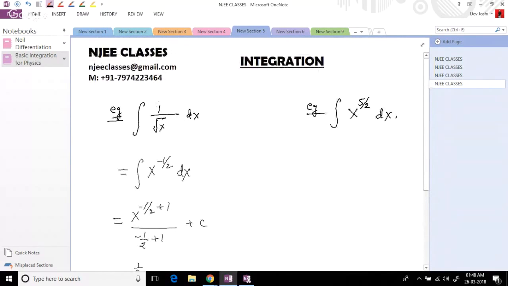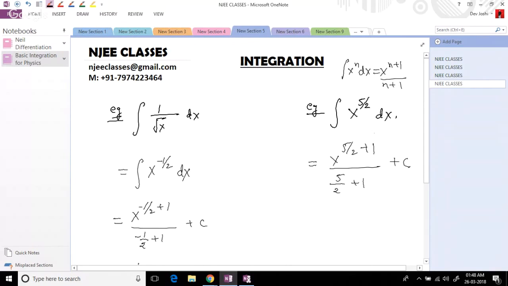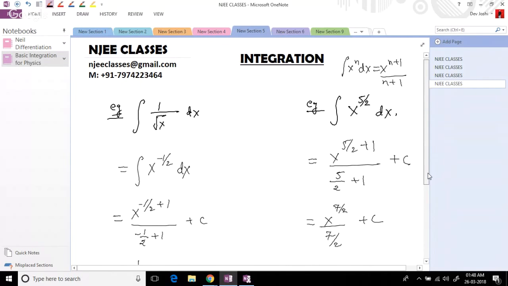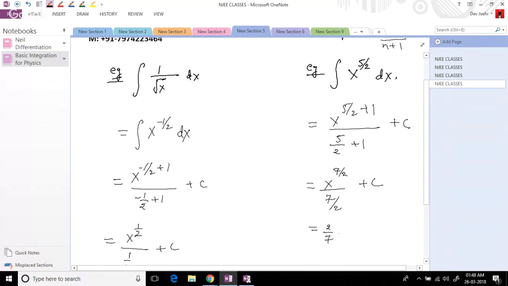Another example, integral of x to the power 5 by 2 dx. So it is equal to x to the power 5 by 2 plus 1 upon 5 by 2 plus 1 plus c. Again, we will apply the same formula: integral of x to the power n dx is x to the power n plus 1 upon n plus 1. So 5 by 2 plus 1 is 7 by 2, so x to the power 7 by 2 upon 7 by 2 plus c. So that is equal to 2 by 7 x to the power 7 by 2 plus c. That is your complete answer.